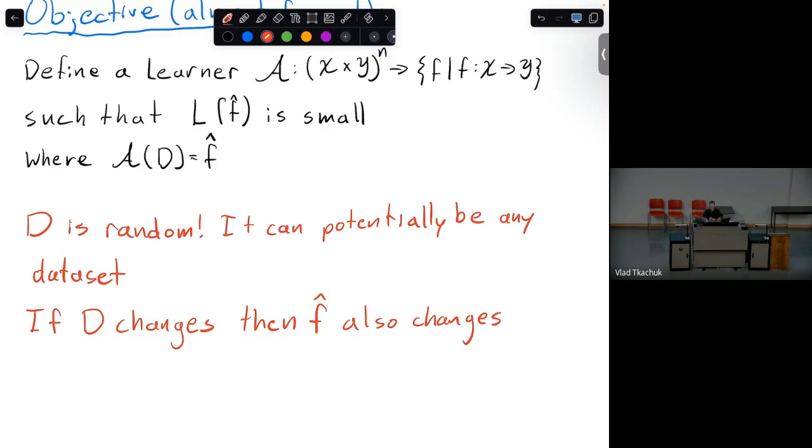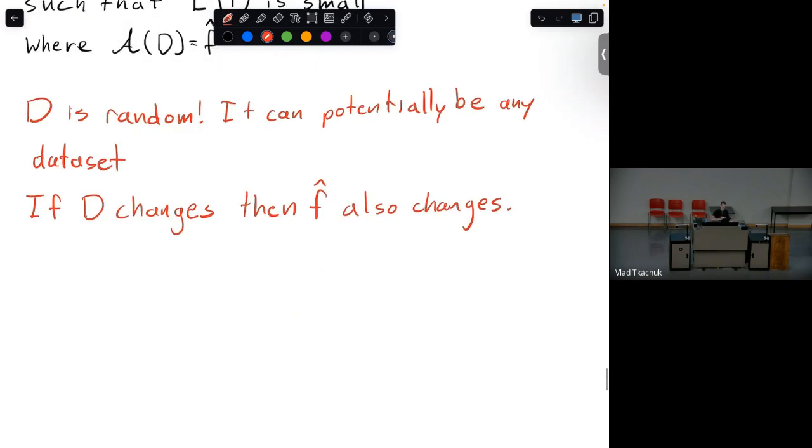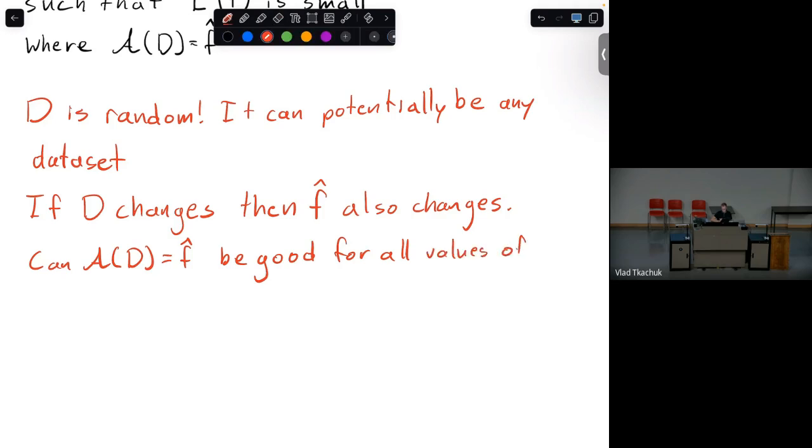And so this becomes a problem. If D changes, this thing also changes. How are we going to describe that we want to do well for any D? There's one naive way, and I'm just going to say this in passing: can this thing be good for all values of D, for all values the data set could be? And it turns out that the answer is no.